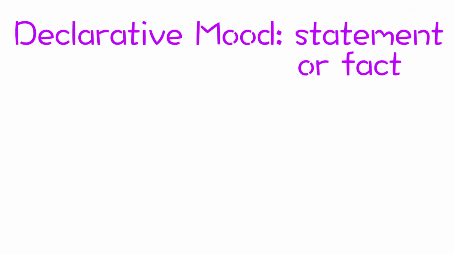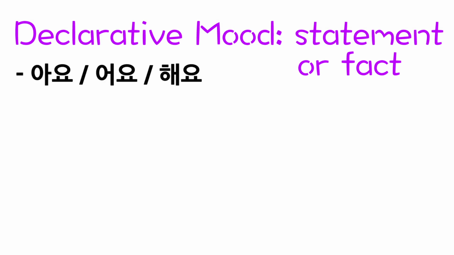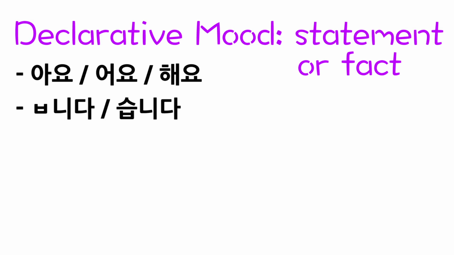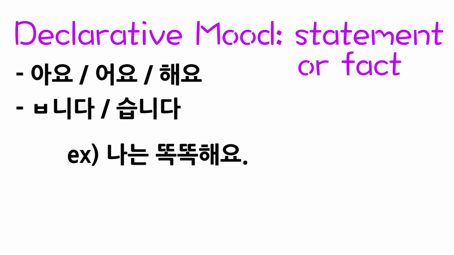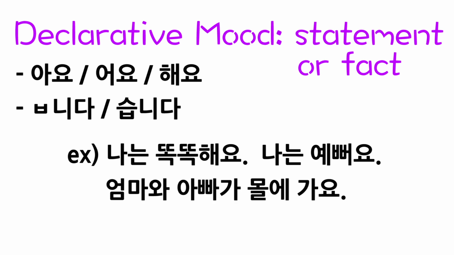First of all, let's look at the declarative mood. The declarative mood is a statement of fact. In Korean, 아유, 어요, 해요 form and 비읍니다, 씁니다 form are typical of the declarative mood. Just like the English declarative mood, it is declaring facts. 나는 똑똑해요. 나는 예뻐요. 엄마와 아빠가 모레 가요.